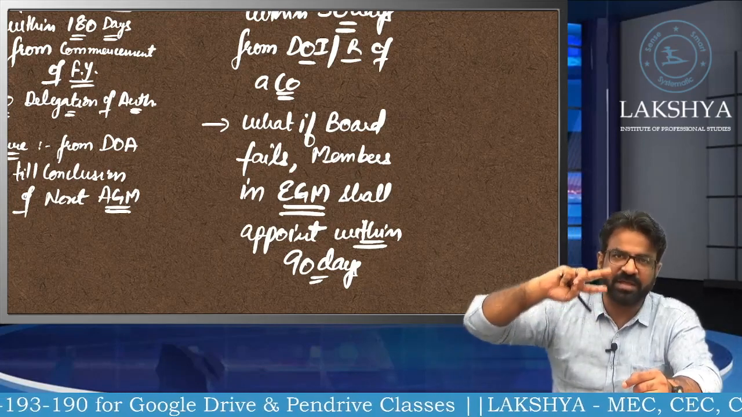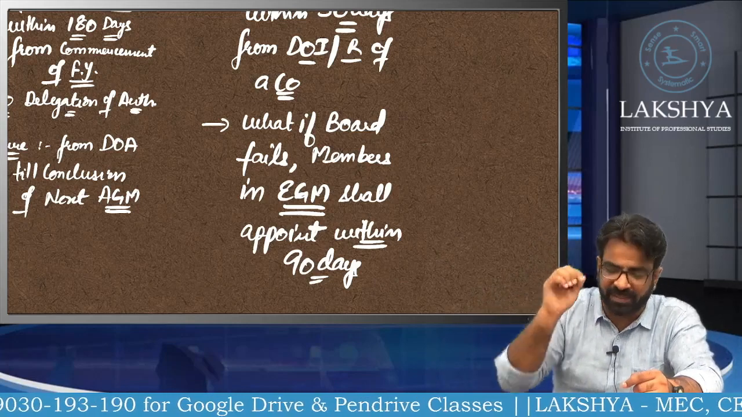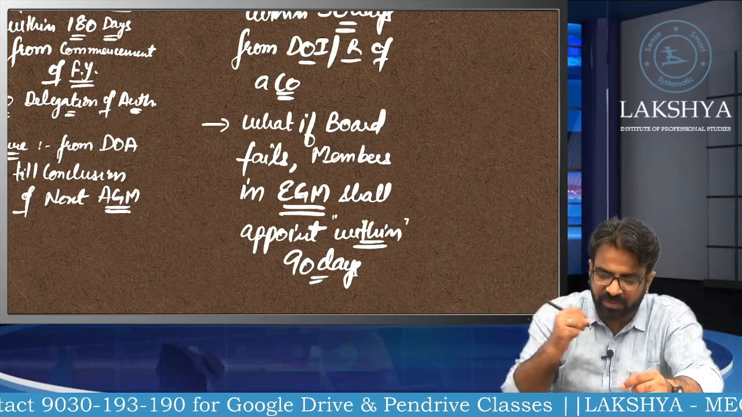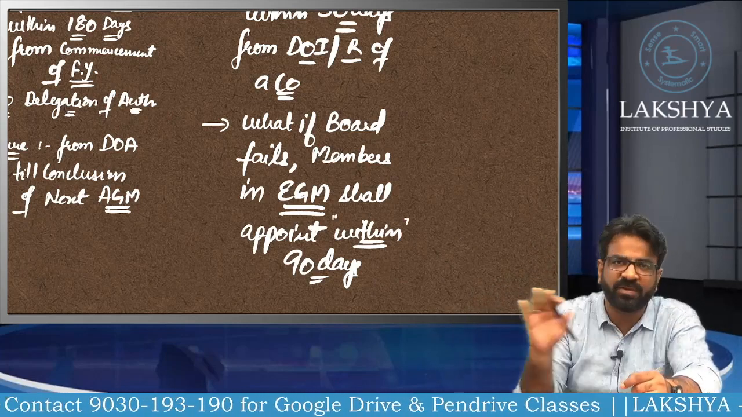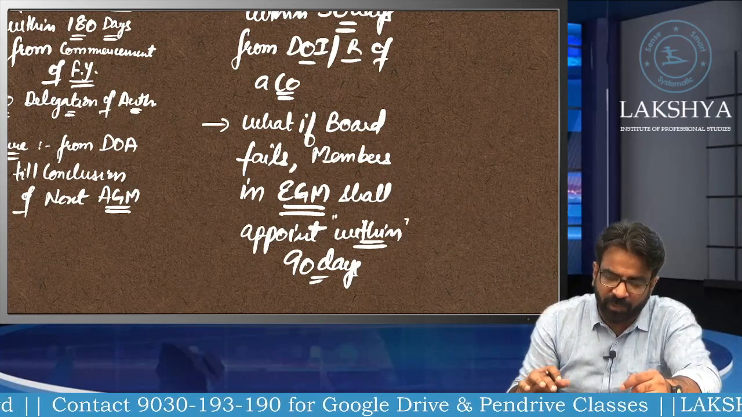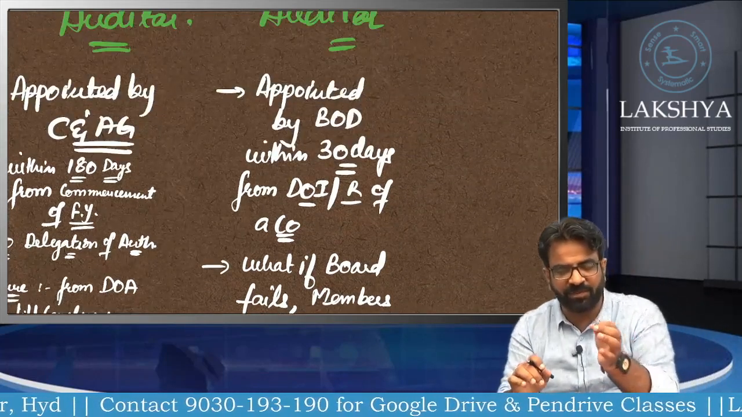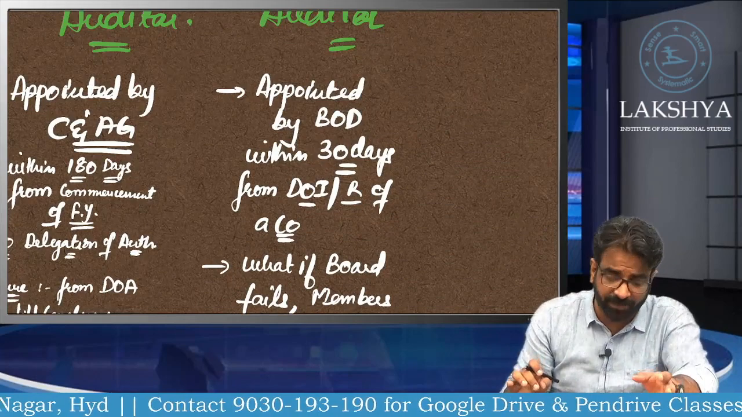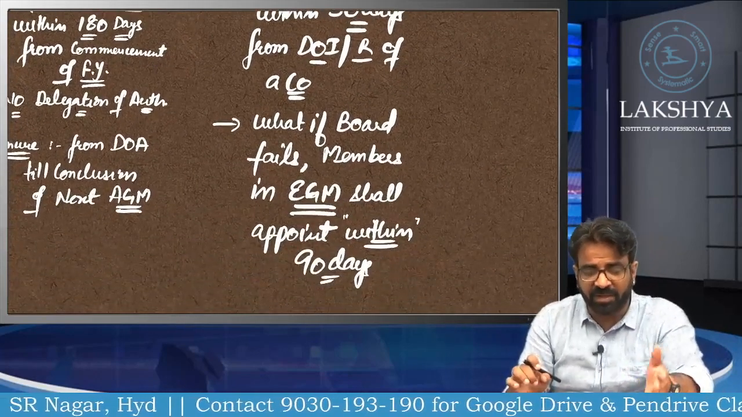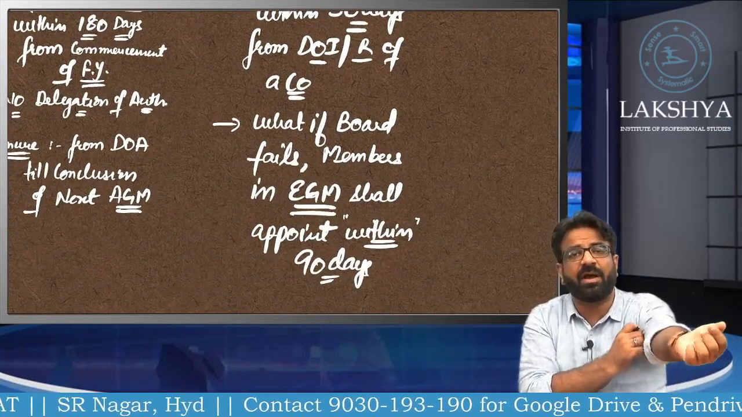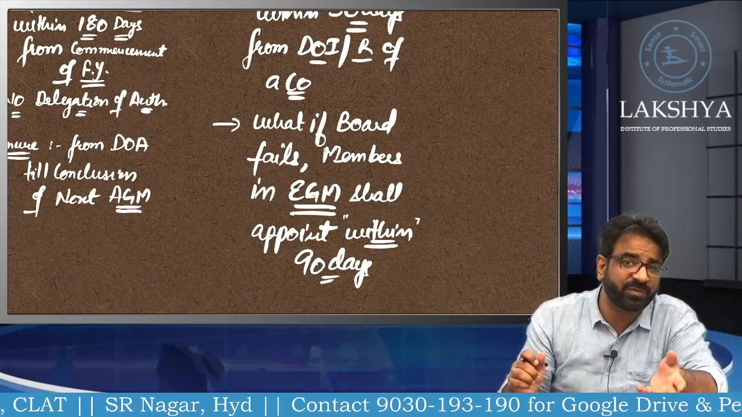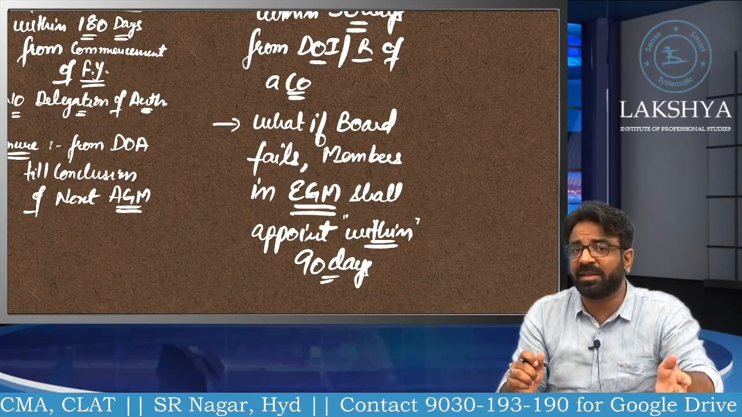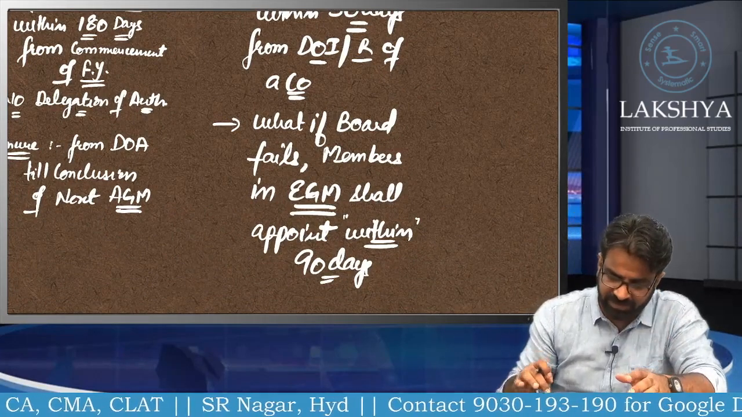So total 30 plus 60, total comes 90. That's why the word used is within 90 days. I hope everyone is crystal clear. So who will appoint? Board of Directors within 30 days from the date of incorporation or registration of the company, and if the board fails, members will conduct an EGM and shall appoint within how many days? 90 days, or the next 60 days? But what is to be written in the examination? Within 90 days. Next point.